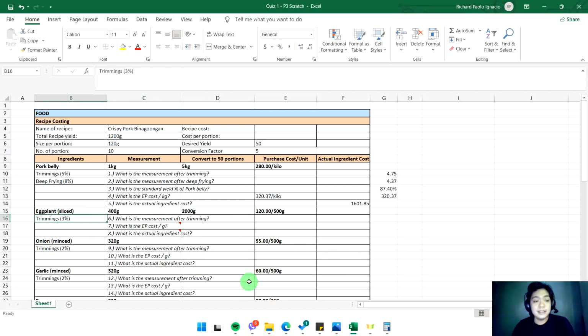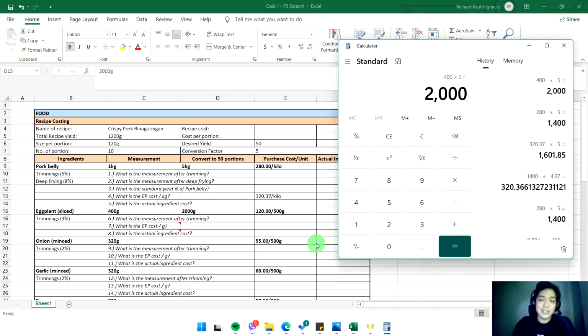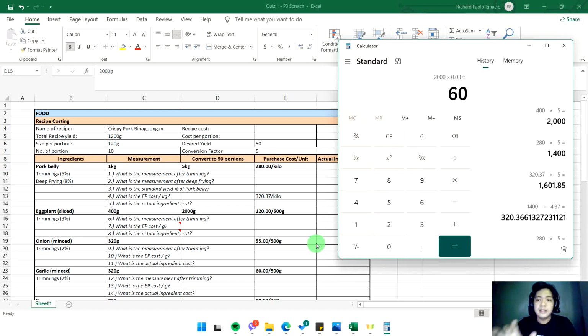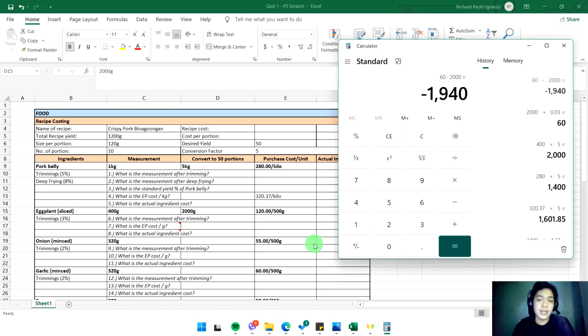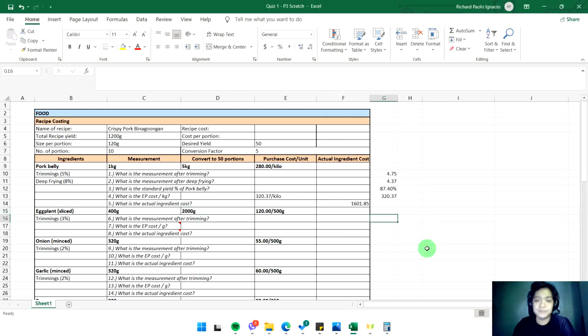Again, 3% ang ating trimming for eggplants. So, dito tayo magbe-base sa ating as purchased portion, which is 2,000 grams. So that's 2,000 times 0.03. Again, percentage equivalent to decimal is moved 2 decimal places to the left. 60 minus 2,000. Ibabawas natin doon sa ating as purchase. We have 1,940. So 1,940 ang ating measurement after trimming.